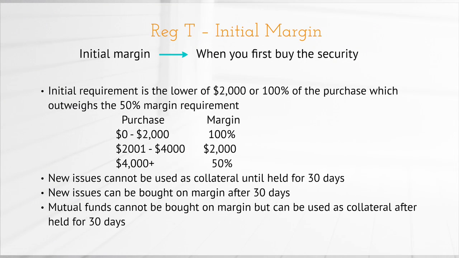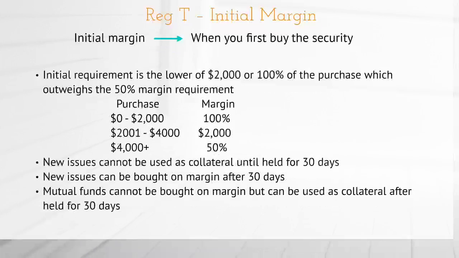Our initial margin is what we need to first buy the security at the beginning. So this can be either $2,000 or 100% when it's a small amount. But once we get over $4,000, we're going to use a 50% calculation to determine our initial margin. New issues cannot be used as collateral or be bought on margin until after 30 days. Mutual funds can't be bought on margin either, but they can be used for collateral after 30 days as well.